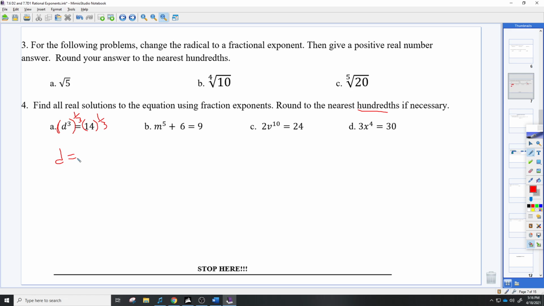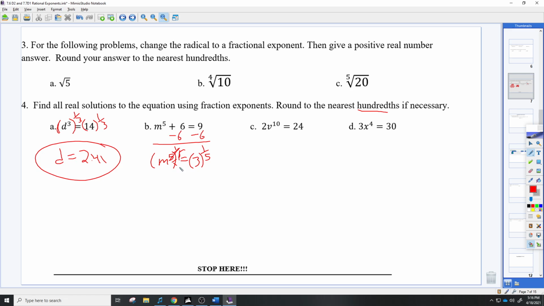I got 2.41. That's rounded to 2 decimal places. Part B, you're going to subtract 6 on both sides first. Bring down m to the 5th equals 3. Now we're going to raise this to the 1/5 power. Same thing over here.